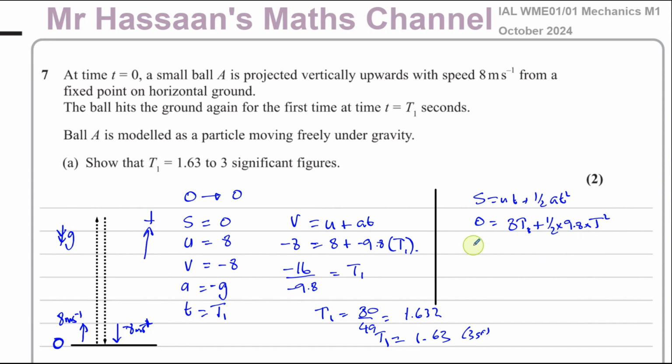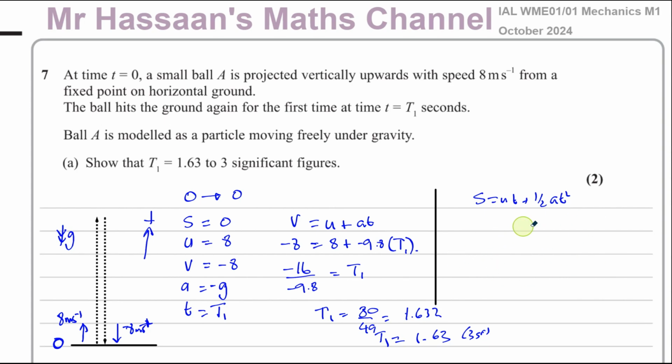Okay, so you end up with basically 4.9 t squared plus 8t equals 0. So you end up with t times 4.9 t, plus 8 equals 0. Oh, this is minus, this will be minus 1/2, sorry. Let me do that again. That's what happens when you do things in a rush.